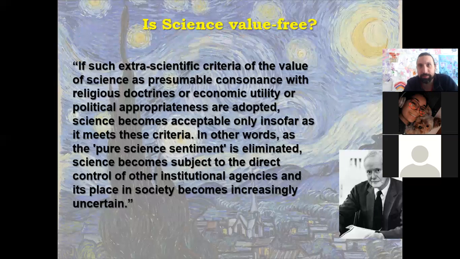So now let's look at Robert Merton. Robert Merton is a sociologist of science. And what he's basically saying is the ideal scientist has what he's calling pure scientific sentiment. In other words, the pure scientist is motivated by nothing other than a desire to know the truth, is motivated by nothing other than curiosity.